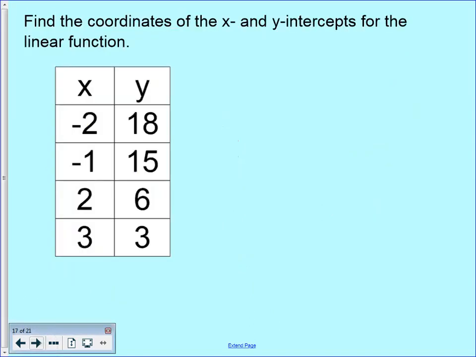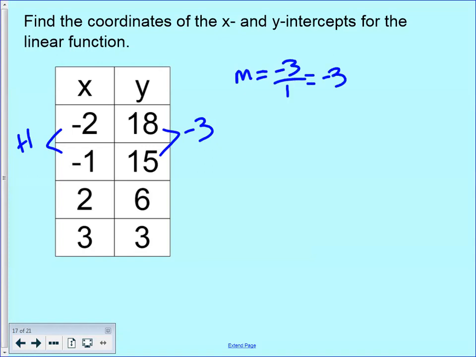All right, so now the question is, what if I'm given a table? If I'm given a table, how am I going to find my x and y intercept? All right, guys, so if I'm trying to get my x and y intercept from this table, what I want to do first is find my slope. So my slope here, my change in y is -3. My change in x is +1. So then my slope is -3/1, which is -3.